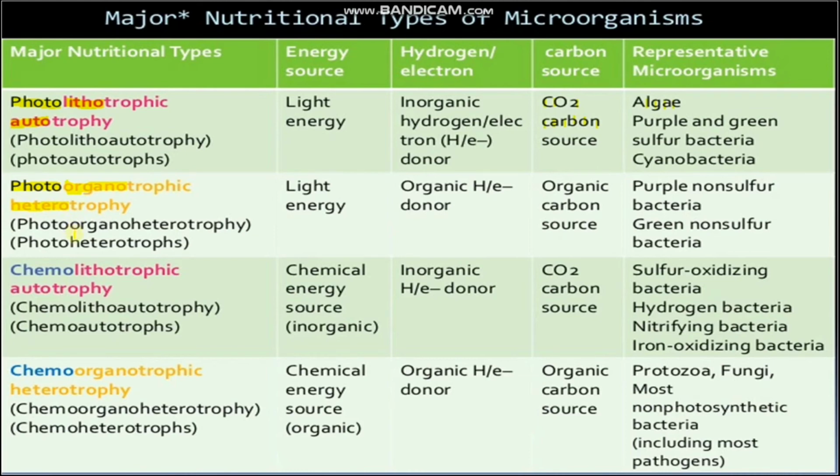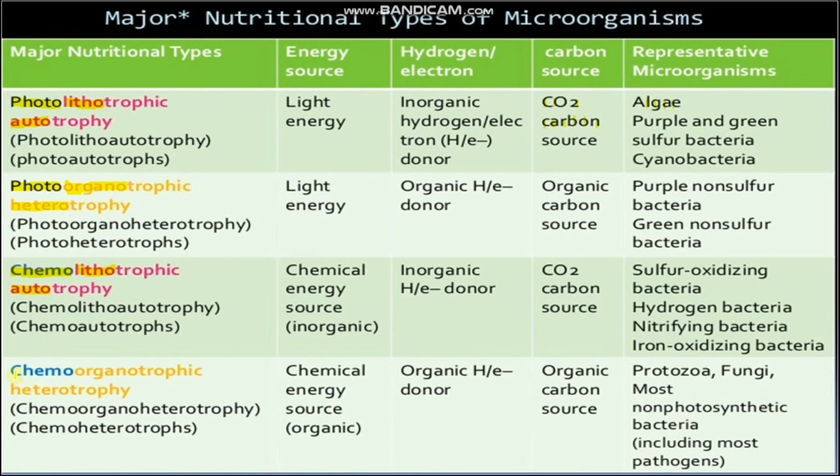And the third type is chemolithoautotrophy. The word chemo says that these organisms use chemical energy produced as a result of oxidation of some molecules as their energy source. The word litho says that these organisms use inorganic compounds as their electron source, and also these organisms use carbon dioxide as their carbon source.